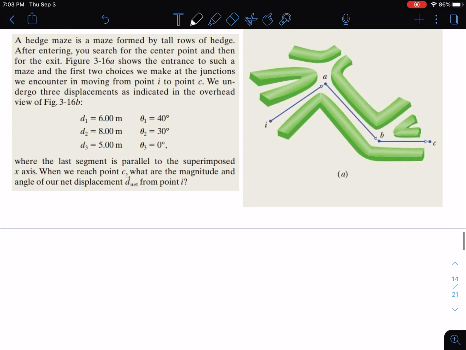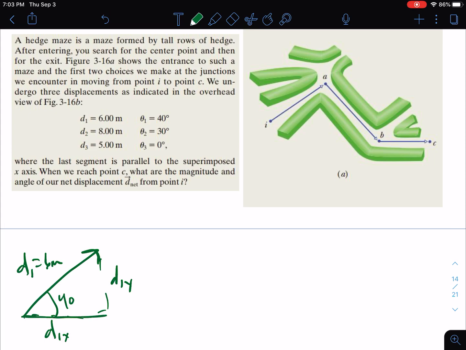So let's take these one at a time. I'm going to start with D1. This one is up like this. Our angle is this angle here. This is our D1, which is 6 meters. And then we have our D1y and our D1x. So solving for our x and y components, let's start with D1x. That's going to be the cosine because it's the adjacent side to that 40 degrees. So we get the cosine of the angle is equal to D1x adjacent over D1 hypotenuse. So we get D1x is equal to D1 times the cosine of the angle.